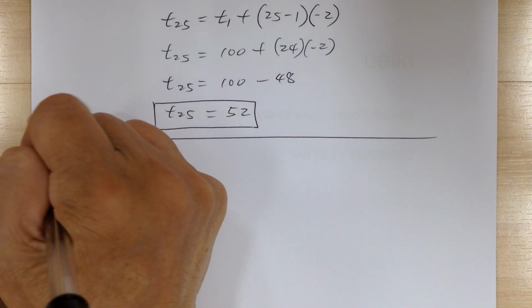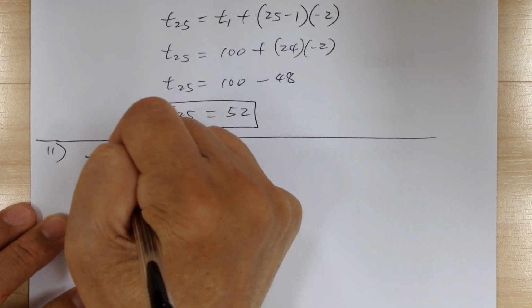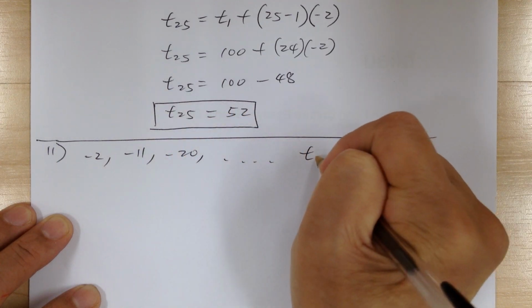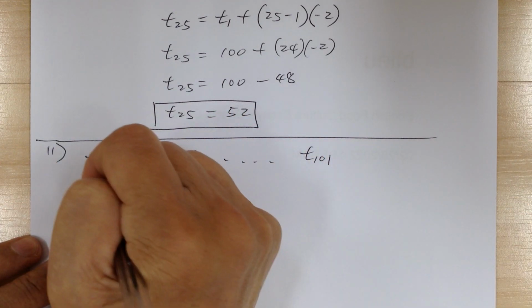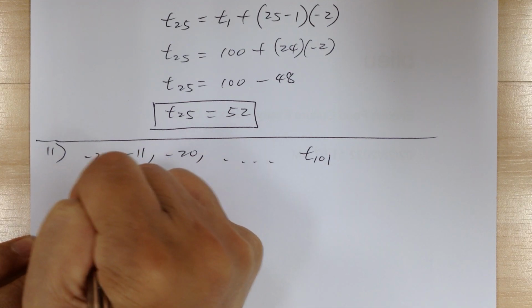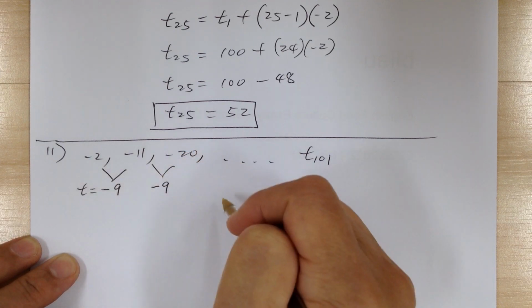Okay, let's go to the next one, number 11. Negative 2, negative 11, negative 20, and you're looking for T of 101. So again, from here to here, you have to minus 9, so D is equal to negative 9. So again, you have to minus 9, okay?